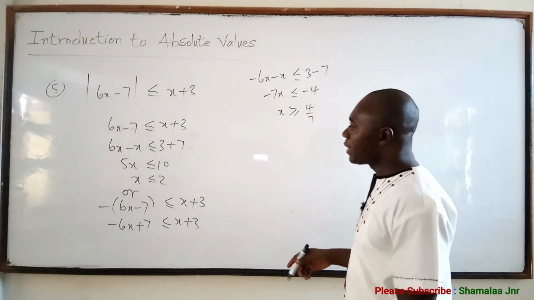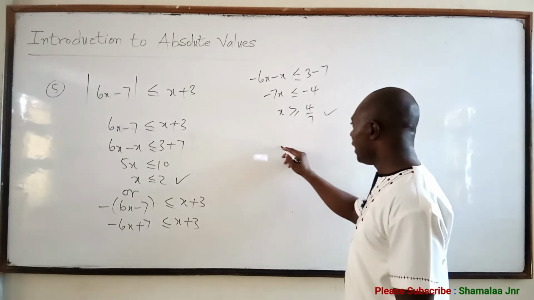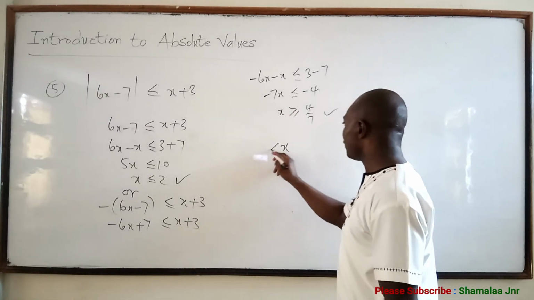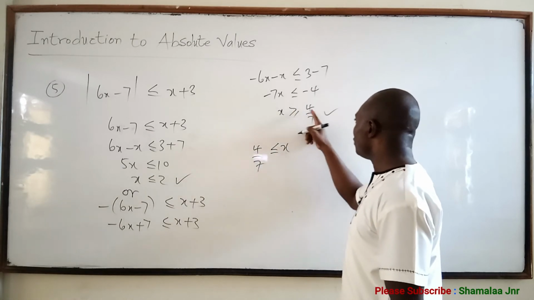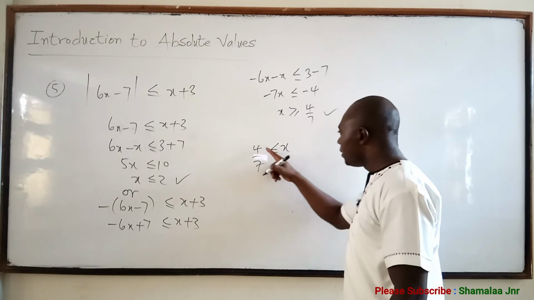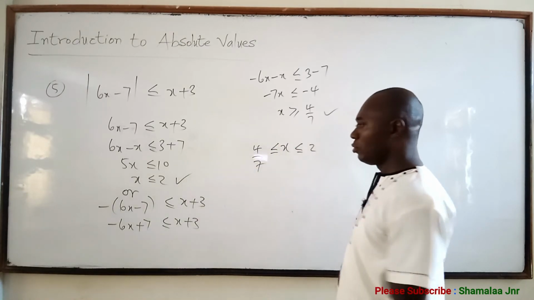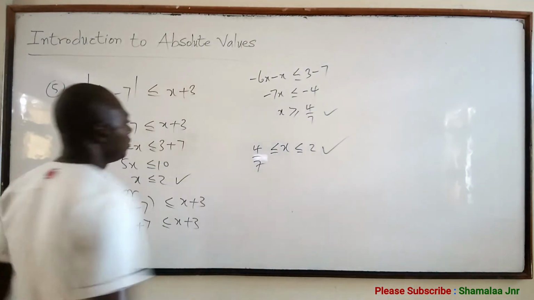So let's check if we can combine these two answers. We have it this way: x is greater than or equal to 4 over 7. Look at it. You see that the x is pointing to the 4 over 7. It's the same thing here, and this same x is less than or equal to 2. Yes. So this is the solution to this question.